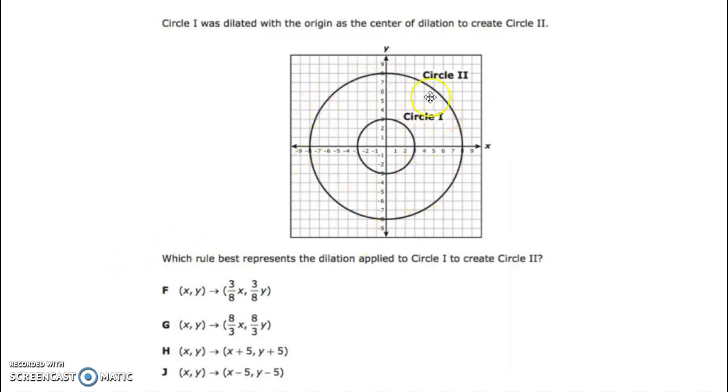This one has to do with the circle, and we've not gone over how to count the squares for a circle. So I'll do that with you now. Circle 1 was dilated with the origin as the center of dilation to create circle 2. So this is our original, this is our new circle. Which rule best represents the dilation applied to circle 1 to create circle 2?